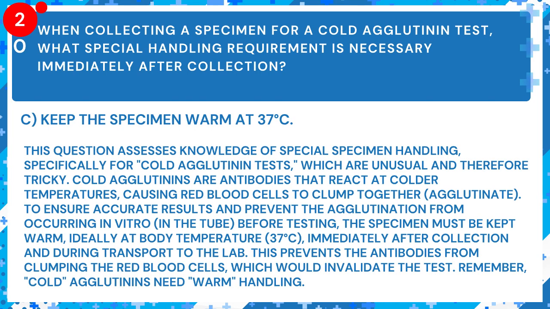To ensure accurate results and prevent the agglutination from occurring in vitro, in the tube, before testing, the specimen must be kept warm, ideally at body temperature, 37 degrees Celsius, immediately after collection and during transport to the lab. This prevents the antibodies from clumping the red blood cells, which would invalidate the test. Remember, cold agglutinins need warm handling.